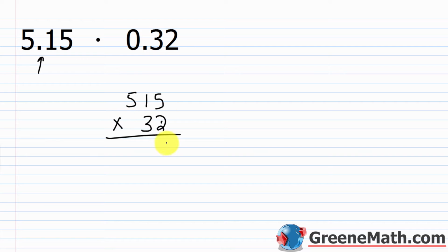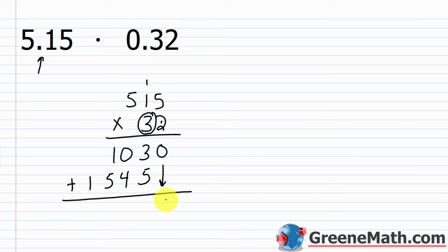So 2 times 5 is 10. 0 down, carry the 1. 2 times 1 is 2, plus 1 is 3. 2 times 5 is 10. And remember, we're moving to the left here because we're starting in the tens place now. 3 times 5 is 15. 5 down, carry a 1. 3 times 1 is 3, plus 1 is 4. And then 3 times 5 is 15. And so now we're going to add.